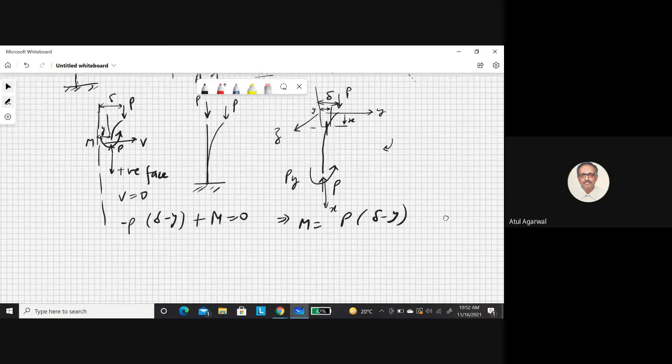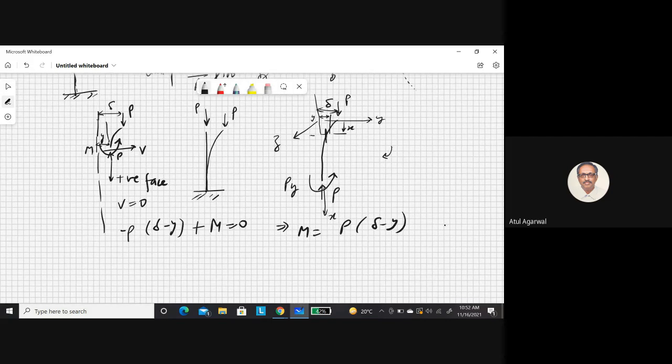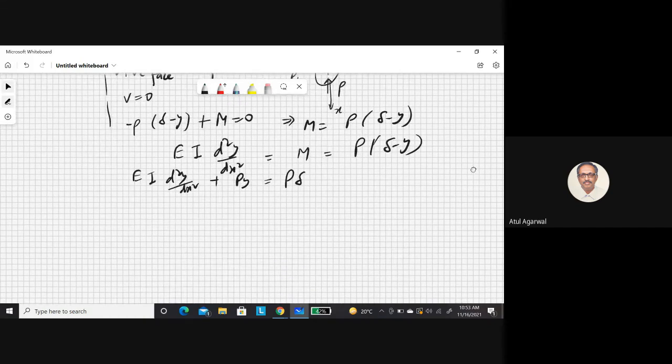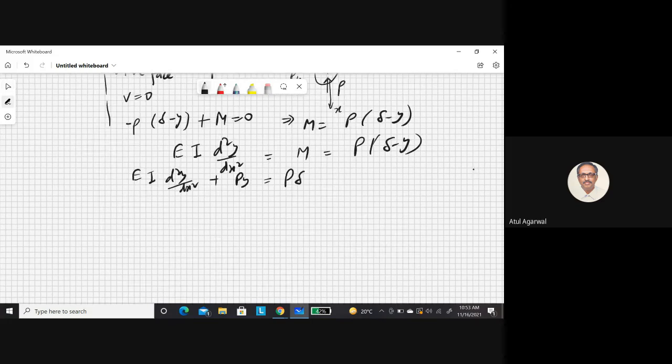So now what is our equation? Deflection curve. EI d square y by dx square is equal to M, which is P into delta minus y. So what is our differential equation? So this is the deflection equation we get. Now we have to solve it. So first we solve the homogeneous equation.